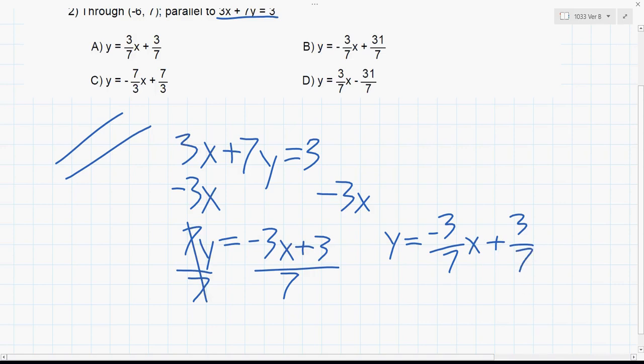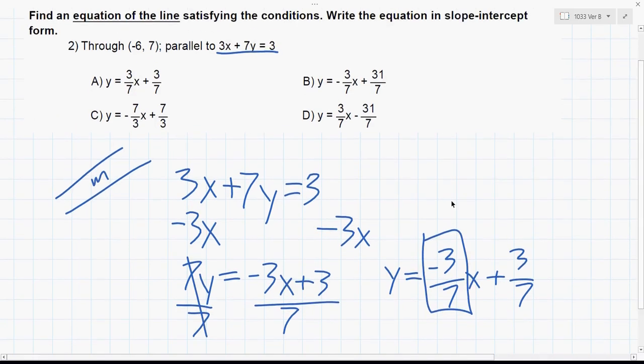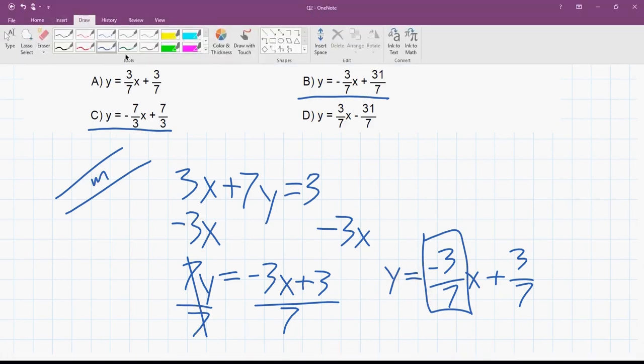Since it has the same m value, I can take this value as my slope. Let me look up at the answers. I'm looking for -3 over 7. So C could work and B could work, but I don't know which one because they both have the same slope. At this point, I'm going to plug the other numbers back into this equation to see which b value I'm going to have.